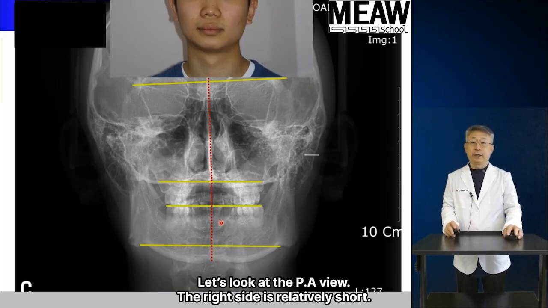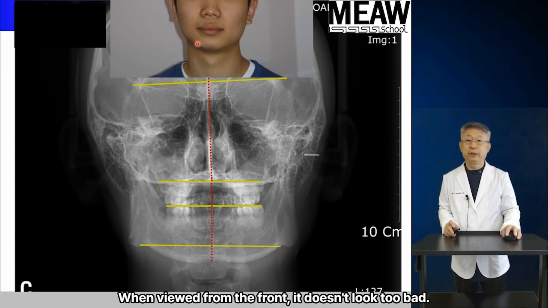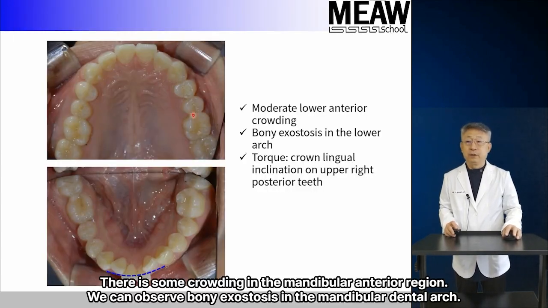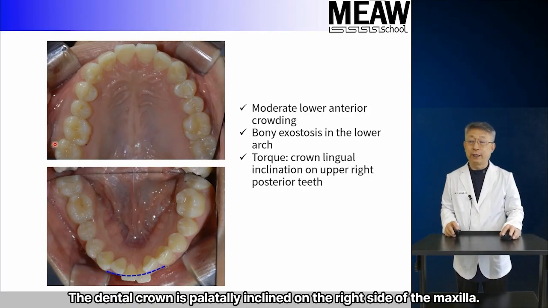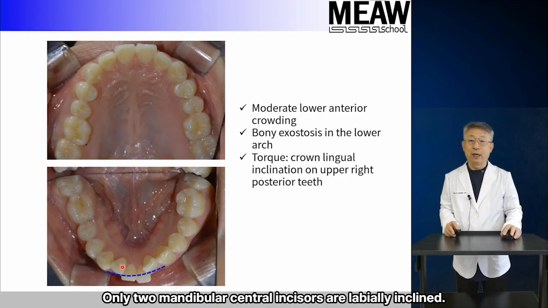Let's look at the PA view. The right side is relatively short. When viewed from the front, it doesn't look too bad. There is some crowding in the mandibular anterior region. We can observe bony exostosis in the mandibular dental arch. The dental crown is palatally inclined on the right side of the maxilla. Only 2 mandibular central incisors are labially inclined.